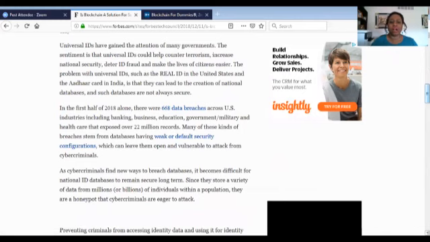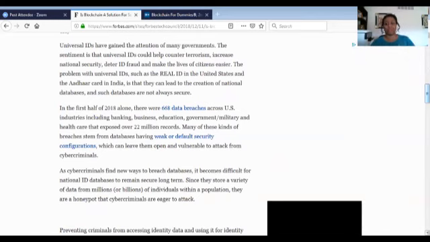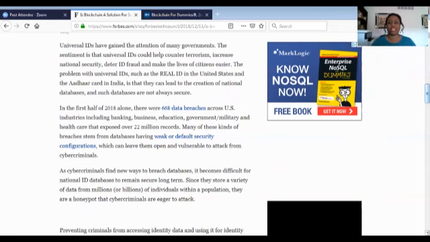However, there is a problem with universal IDs, such as the Real ID in the United States and the Aadhaar card in India, is that it leads to the creation of a national database. So, of course, in the United States, we're all about privacy, but we also, through the Department of Homeland Security, have to know what is going on in terms of who's coming in and out of the country.